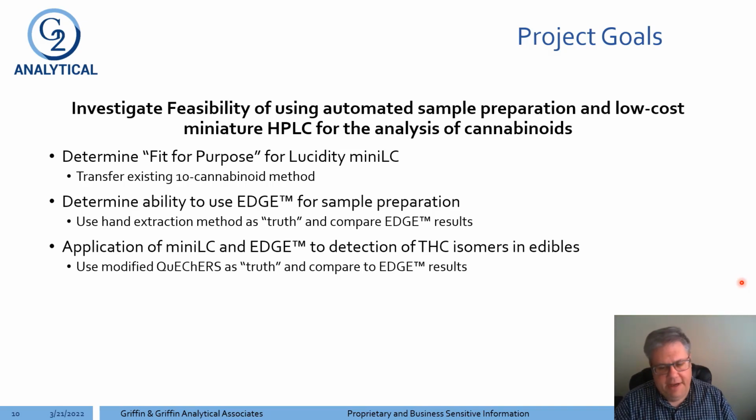So we have a hand extraction method. It's a solid liquid method. So we're going to use that as our truth data, since it matched so well to the Kentucky hemp samples. And then we're going to compare that to the Edge test results. And then finally, we're going to try to show you some application of the mini LC and Edge to the detection of THC isomers in edibles. And specifically there, I'm going to use a modified QuEChERS as truth, which is how we currently do all of our edibles, and compare it with the Edge results.